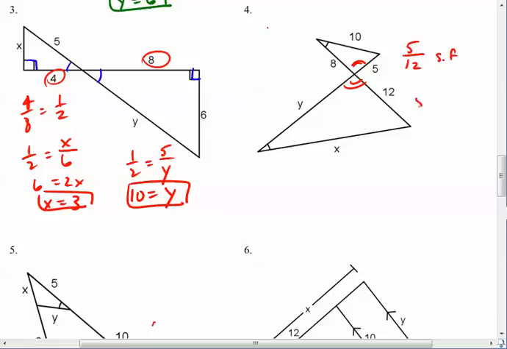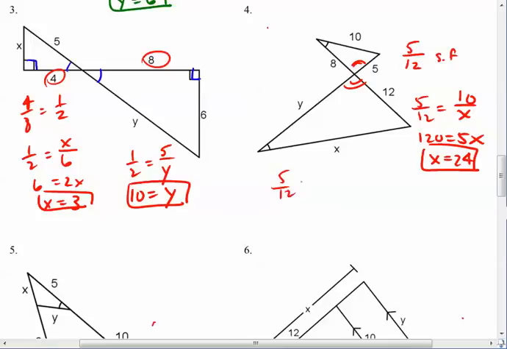We're going to take 5/12, and put it in a proportion with, say, x. X is in the larger triangle, so I'll put it down in the bottom. And what corresponds with that is 10. So I get 120 equals 5x when cross multiplying, or x equals 24.